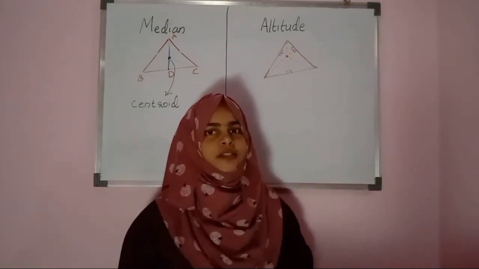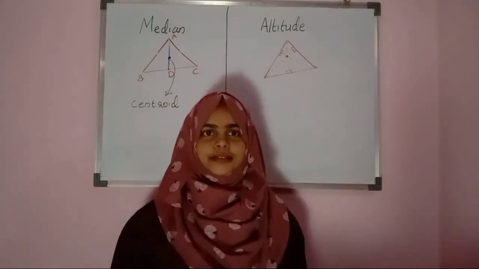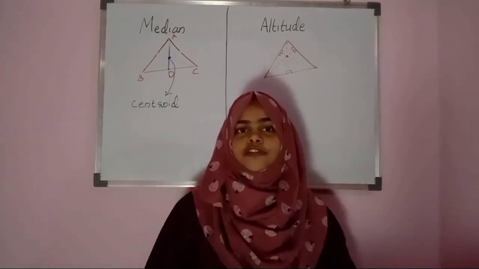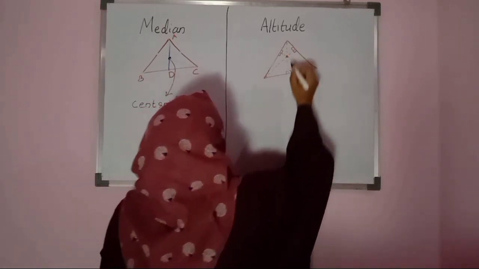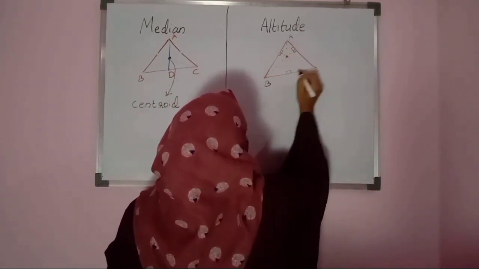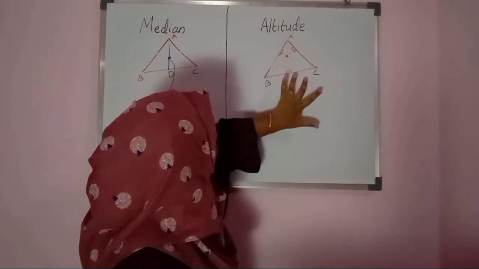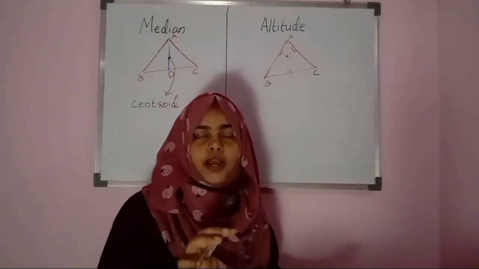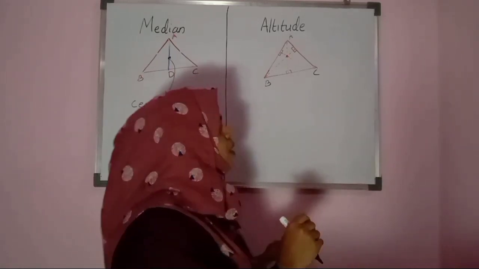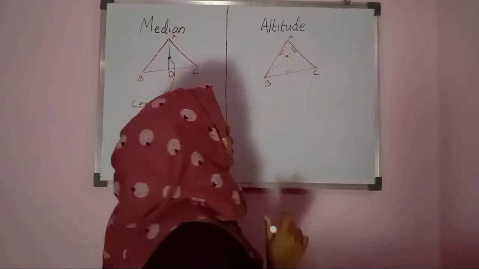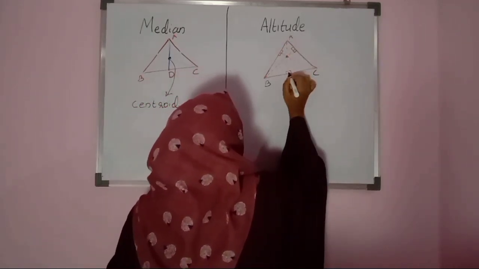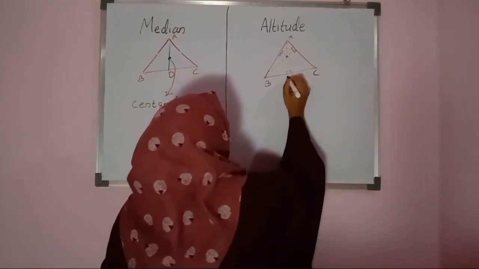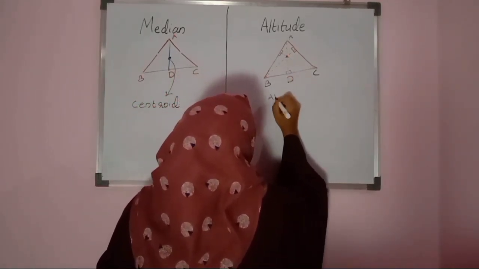So the next topic is altitudes. What is an altitude of a triangle? The altitude of a triangle is the perpendicular drawn to the opposite side of a triangle. See, here in this triangle ABC, from A to the opposite side, we draw a perpendicular, not to the midpoint. It could not be the midpoint. When we draw a perpendicular to the opposite side, it is called what? Altitude. So here AD is the altitude.